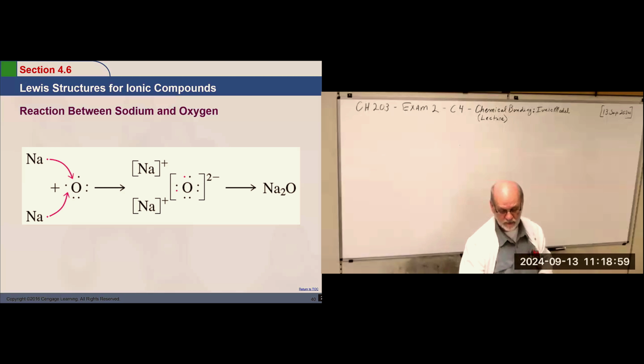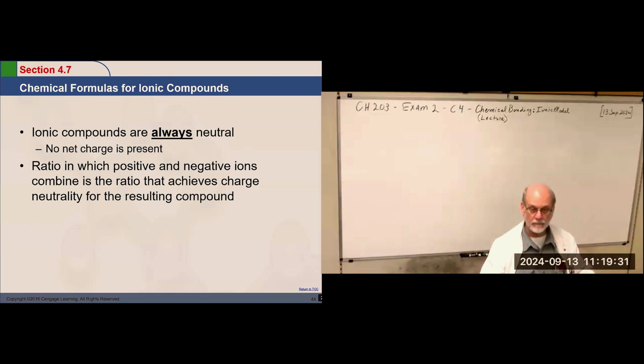Okay, let's see. Ionic compounds are always neutral. There's no net charge. So you can use that when we start to build compounds. Go for neutrality. You know what their charges need to be, and you know that they need to be neutral, so you can adjust the numbers of each of the atoms so that you get neutrality.